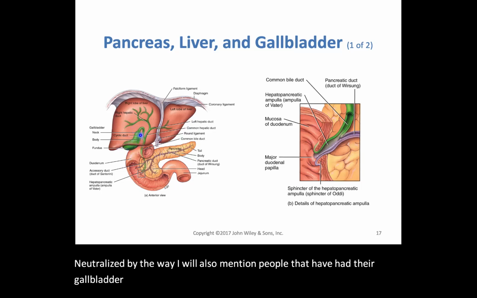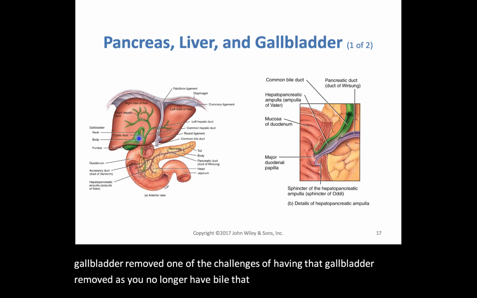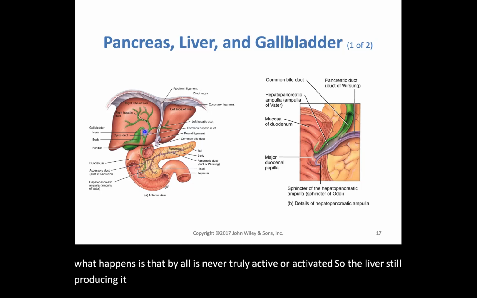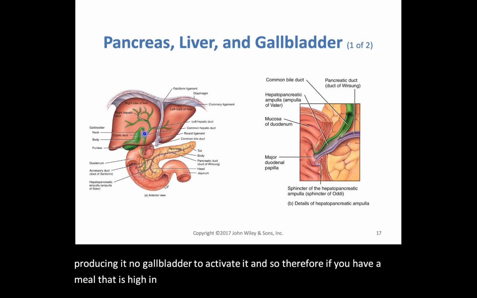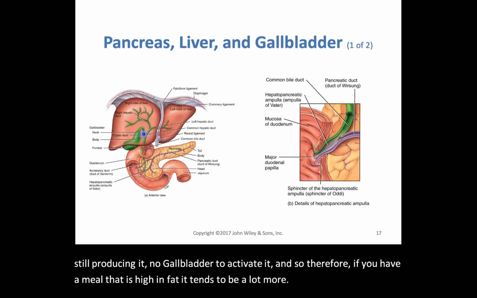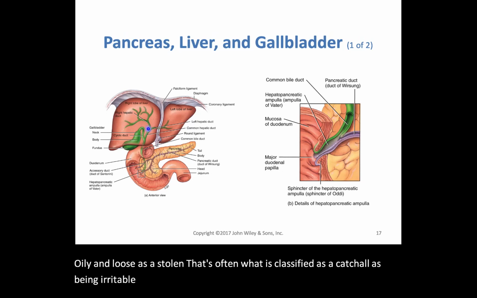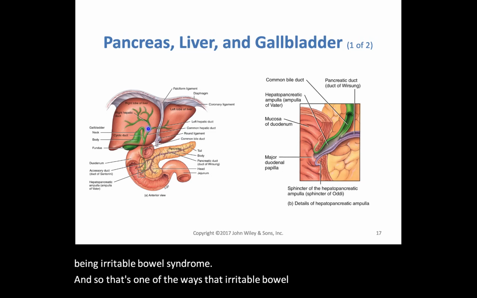All right. By the way, I will also mention people that have had their gallbladder removed. One of the challenges of having that gallbladder removed is you no longer have bile that is effectively produced. And so what happens is that bile is never truly active or activated. So the liver's still producing it, no gallbladder to activate it. And so therefore, if you have a meal that is high in fat, it tends to be a lot more oily and loose as a stool. And that's often what is classified as a catch-all as being irritable bowel syndrome. And so that's one of the ways that irritable bowel syndrome can come about.